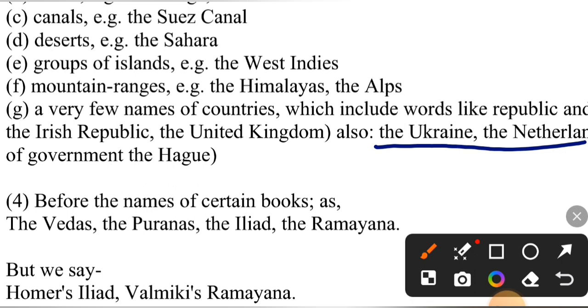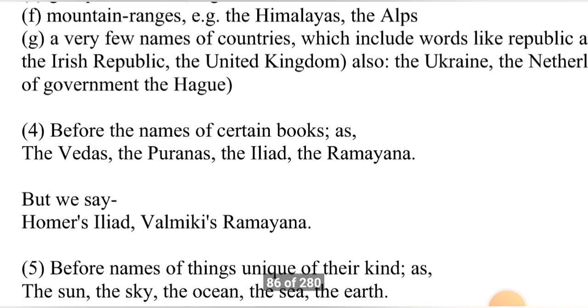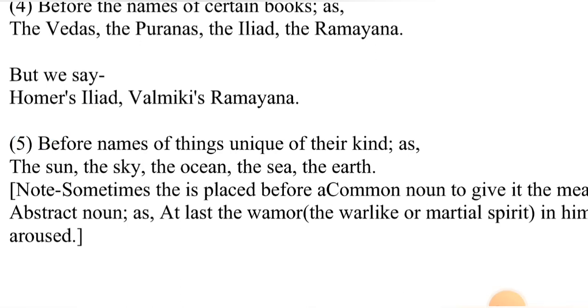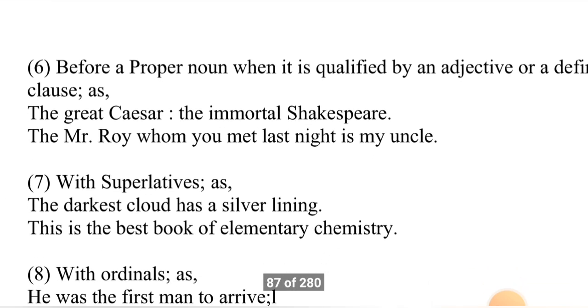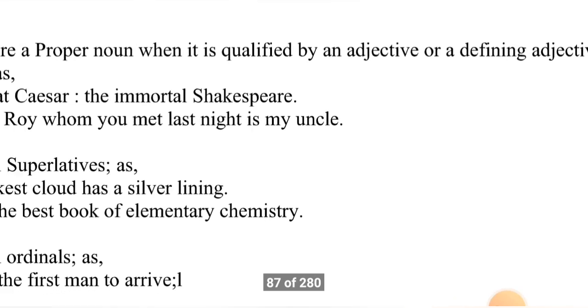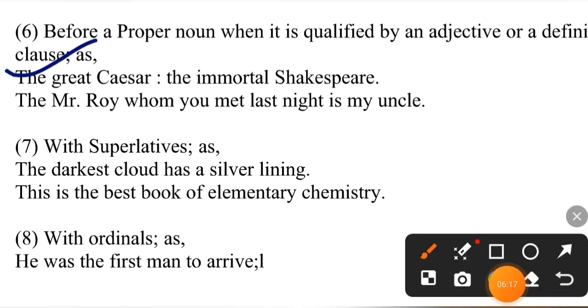Now next rule, before the names of certain books, as the Vedas, the Puranas, the Iliad, the Ramayana. It is also important. But if an apostrophe can be used, then there is no need of the definite article the. Next, before names of unique things like the sun, the sky, the ocean, the sea, the earth. Then we have to be mindful here. Next, before a proper noun when it is qualified by an adjective or a defining adjectival clause, like the great Caesar, the immortal Shakespeare, it is also very important.